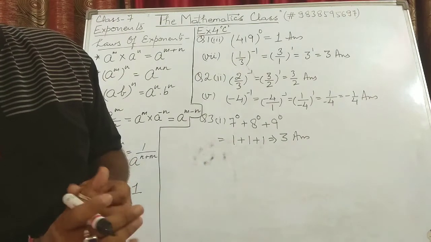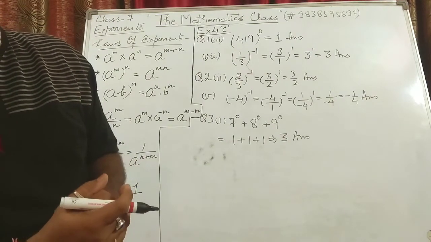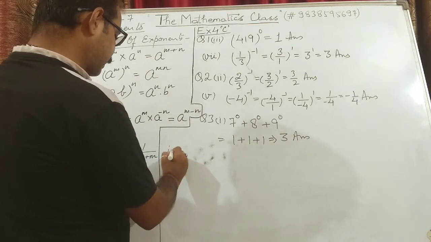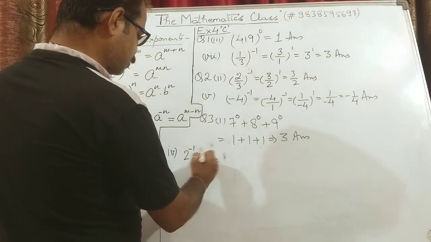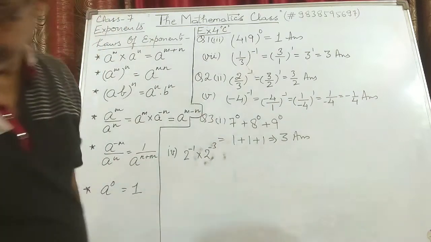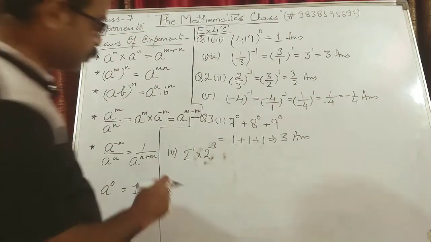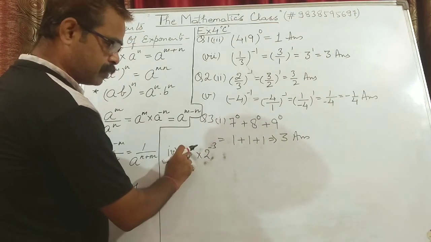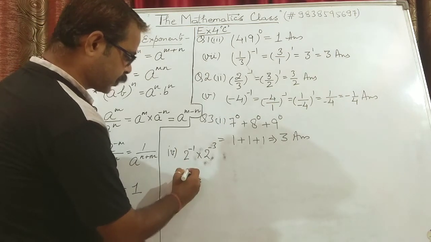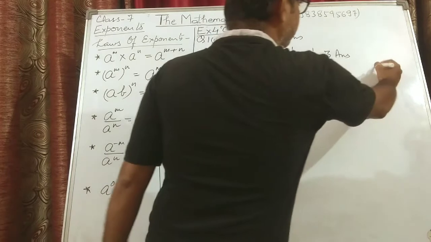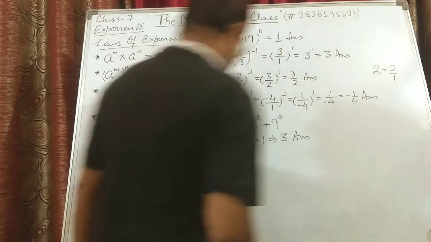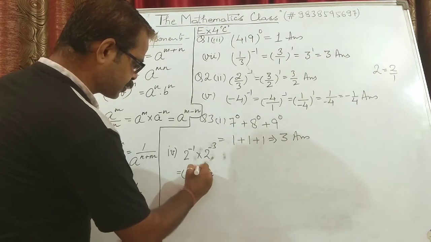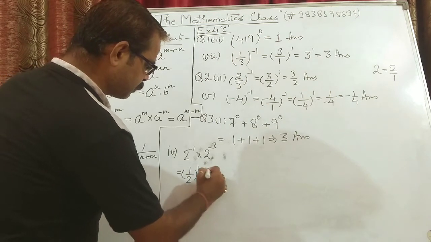Now next question I am taking as fourth part, that is 2 to the power minus 1 into 2 to the power minus 3. Now in this what we will do, we have to make the power minus 1 as plus 1, so this 2 will reciprocate. 2 can be written as 2 upon 1. So its reciprocal will be 1 upon 2. We have reciprocated, so the power will become positive, so into 1 upon 2 to the power 3.